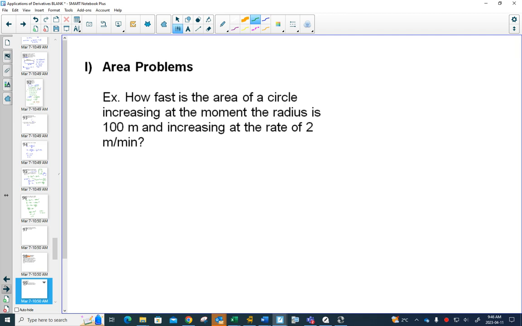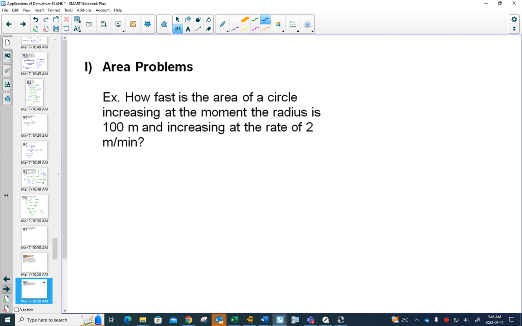So here we have a question saying, if the radius is increasing at 2 meters per minute, how fast is that circle increasing at that time? In other words, if we waited 1 more minute, we would expect the radius to increase by another 2 meters. That rate is really obvious. But if we waited 1 more minute, how much will the area increase by at that time?